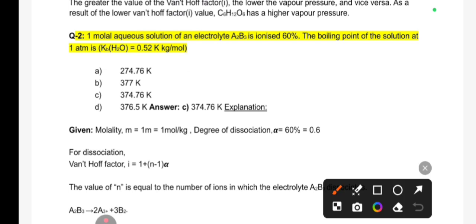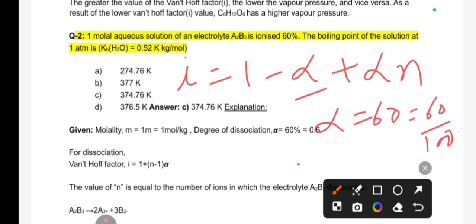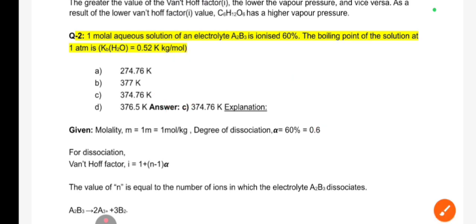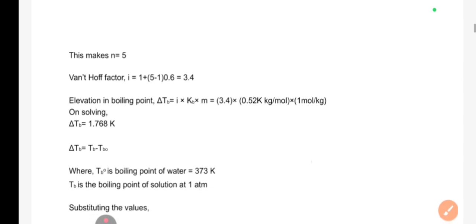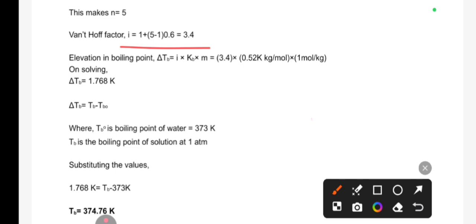So for dissociation which formula are you using? i is equal to 1 minus alpha plus alpha n. Okay. The value of alpha, the degree of dissociation, is given to you as 60%. So it is equal to 60 by 100, which is 0.6. So you can put the alpha value here. The n value is given to you, that is 5, the number of ions formed. You can solve it. Okay. So after calculation, the i value we get is 3.4.